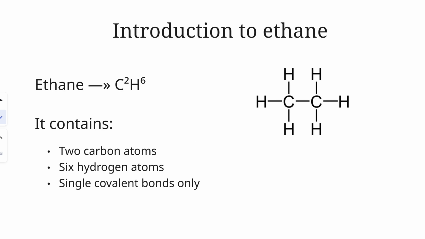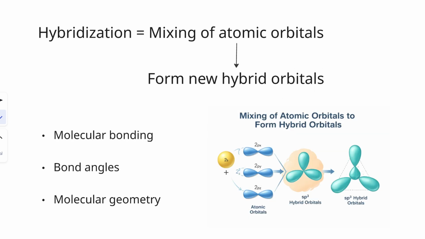Ethane is one of the simplest hydrocarbons and belongs to the alkane family. Its molecular formula is C₂H₆. It consists of two carbon atoms, six hydrogen atoms, and has single covalent bonds only. Now that we know what ethane is, let's understand its hybridization.